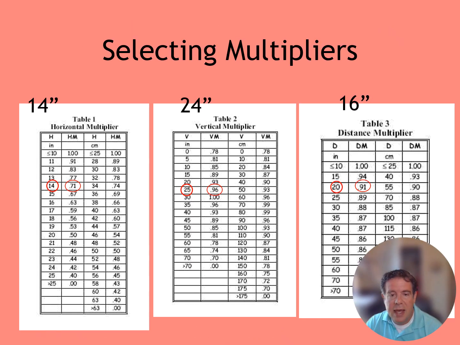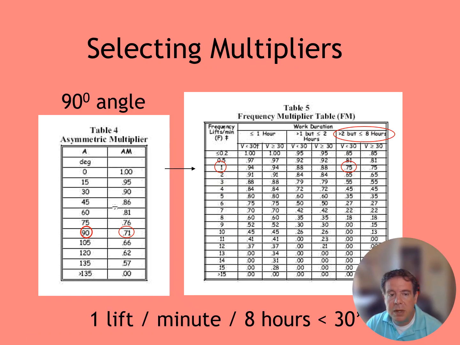So when we apply that equation, looking at these tables, that horizontal, we said 14, so the modifier is a 0.71. But for that vertical multiplier, it was 24, right? Well, there's not 24 on here, so we need to make a judgment call. On this one, we went a little safer and just bumped it up to 25, so that modifier is a 0.96. That distance they're traveling, just a short distance, 20 inches, so a small modifier on that one.